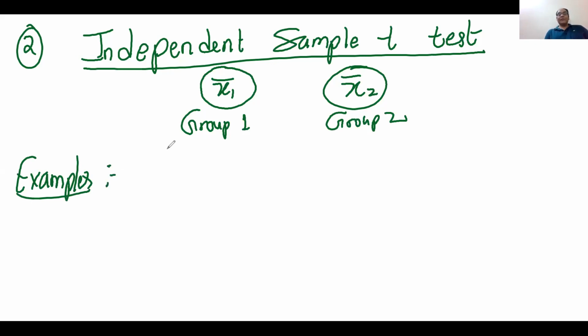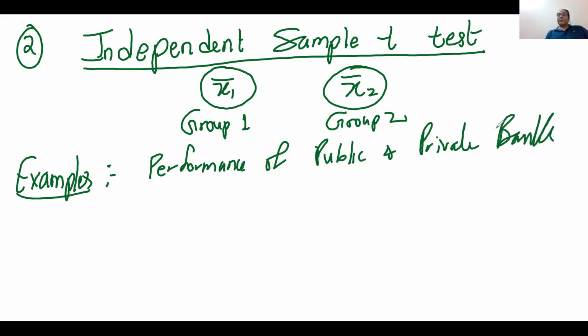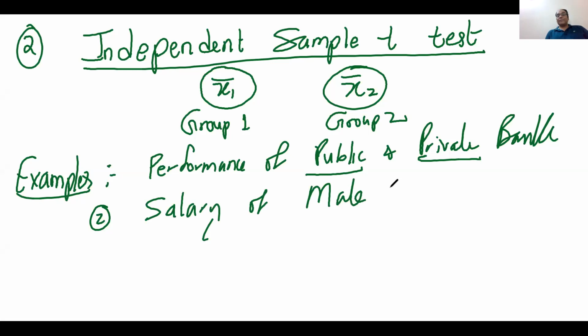Sometimes we compare the performance, like can we say the performance of public and private banks are equal? So here public banks is group 1 and private banks is group number 2. Salary of male employees and female employees. So here male and female are two groups, and we can say we want to compare the average salary of male and average salary of female, right?